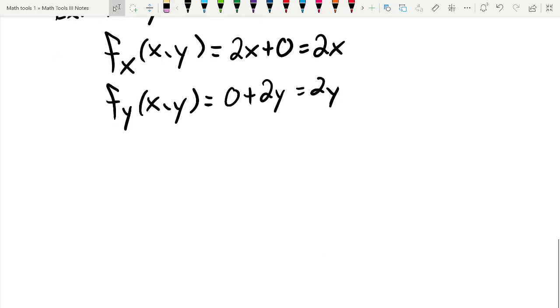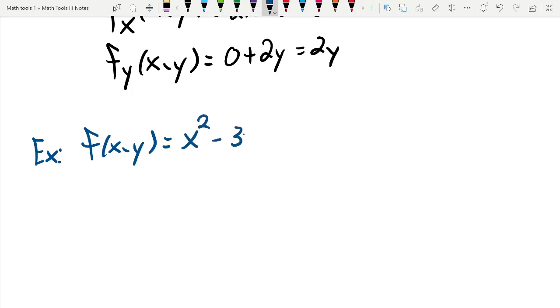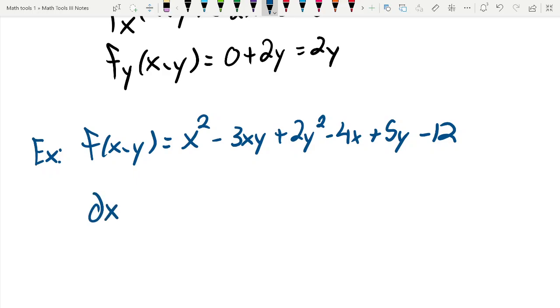So let's look at a bit of a more complicated example here. Let's say we have f of x, y equals x squared minus 3xy plus 2y squared minus 4x plus 5y minus 12. Okay, so two different derivatives here. So if we take the partial derivative with respect to x, we'll use the Leibniz notation this time.